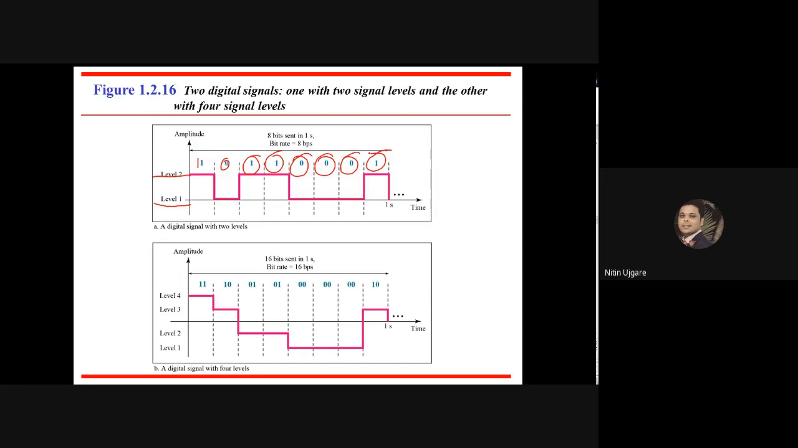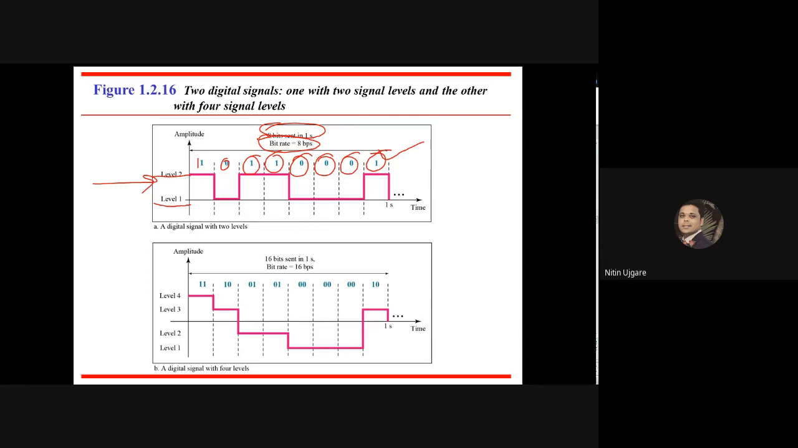In 1 second, a total of 8 bits can be sent by the digital signal which has two levels. Now let us compare this with the 4 level digital signal. Because this digital signal has 0s and 1s and sends 8 bits in 1 second, its bit rate will be calculated as 8 bps, that is 8 bits per second. So what is the bit rate?